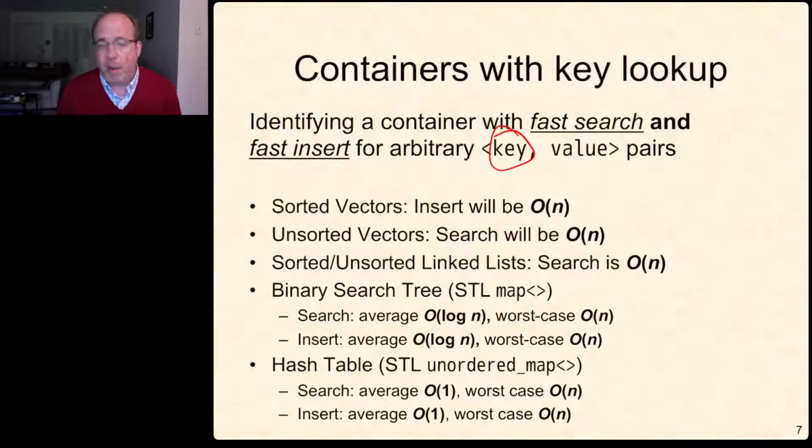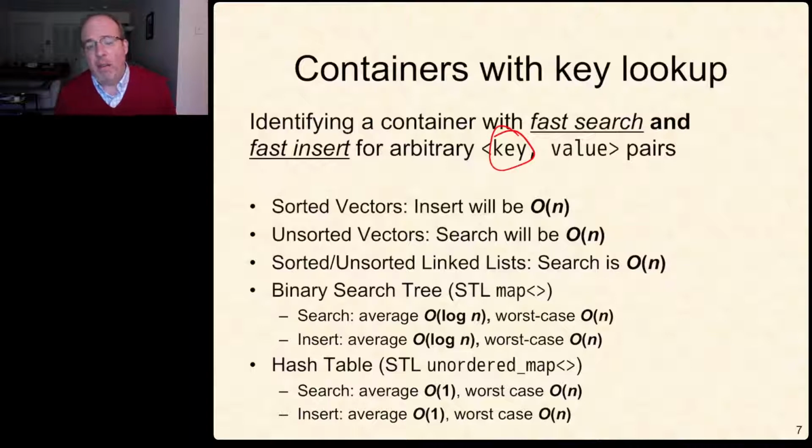Unsorted vectors, well, insert is easy, just plop it at the end, constant time, but searching is linear. We're going to have to inspect half of the elements on average, or all of them in the worst case. Okay, linked lists, well, again, insertion can be pretty simple, but search is again going to be linear because we have to walk the entire linked structure to see if a particular key is an element in the dictionary.